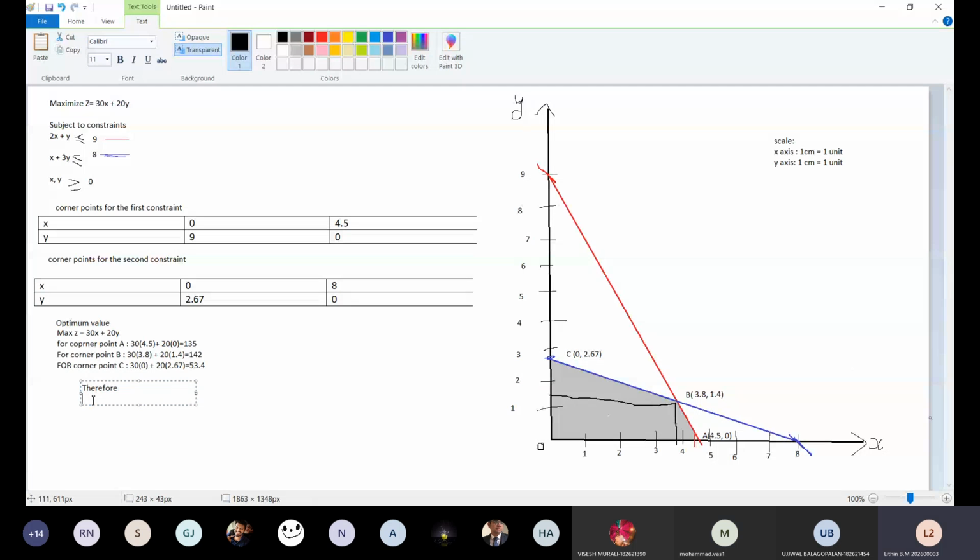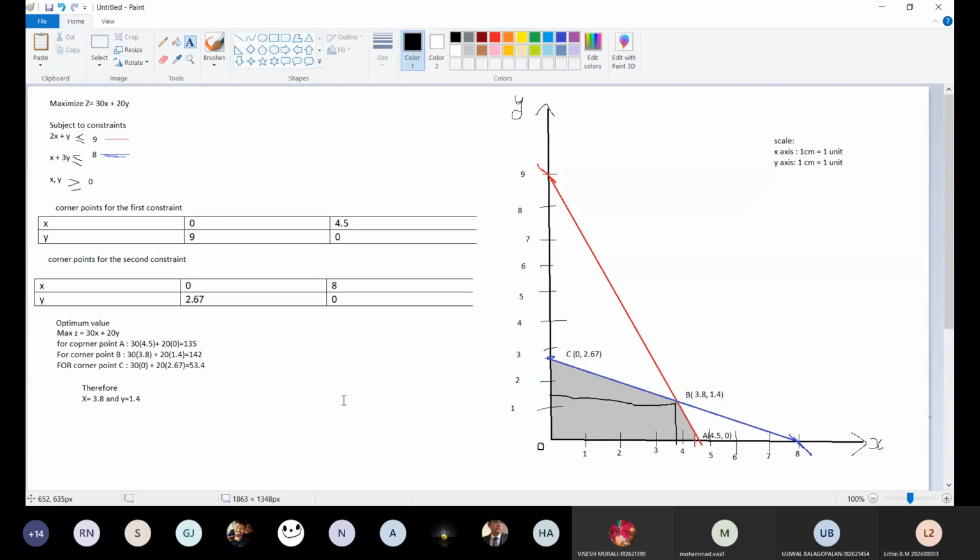Therefore, x equals 3.8 and y equals 1.4. So now, okay, you all have understood till here. Any doubt in this? Any doubt in this?